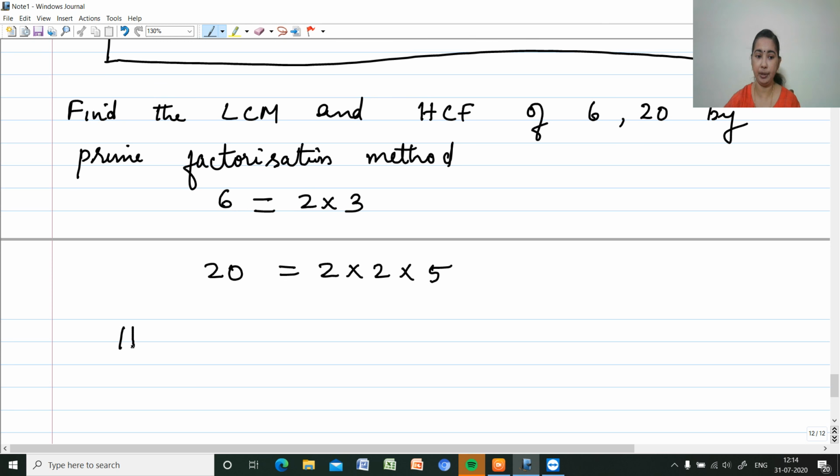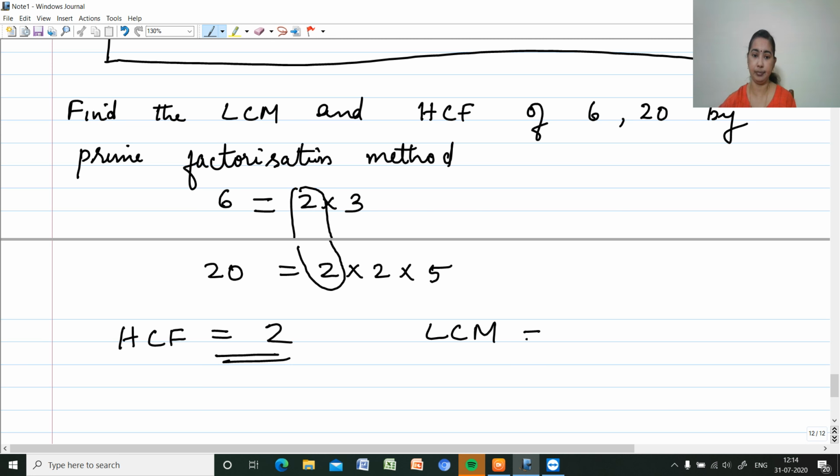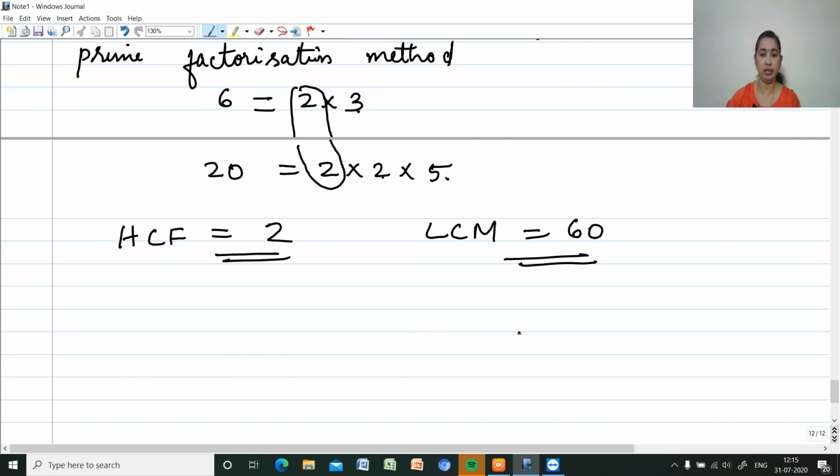HCF is the common factor in both. Common in both is only 2. So HCF of 6 and 20 is 2. Now we need to find the LCM. LCM is 10 into 3, that is 30, 30 into 2, that is 60. All of you know how to find the LCM because you have studied it in lower classes. No need of further explanation for that. So we can see here HCF is 2, LCM is 60.